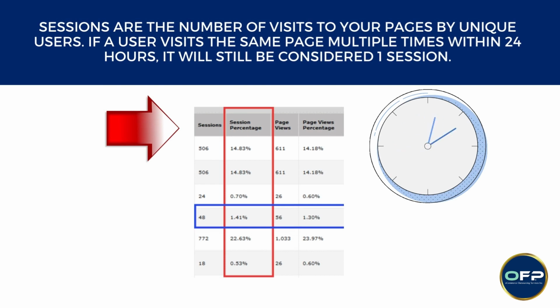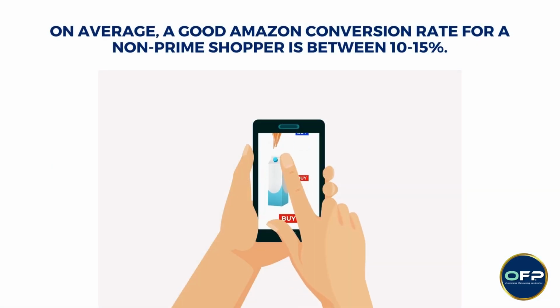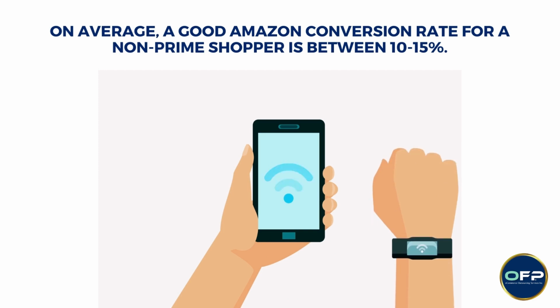Sessions are the number of visits to your pages by unique users. If a user visits the same page multiple times within 24 hours, it will still be considered one session. What is a good conversion rate on Amazon? On average, a good Amazon conversion rate for a non-Prime shopper is between 10 to 15%.